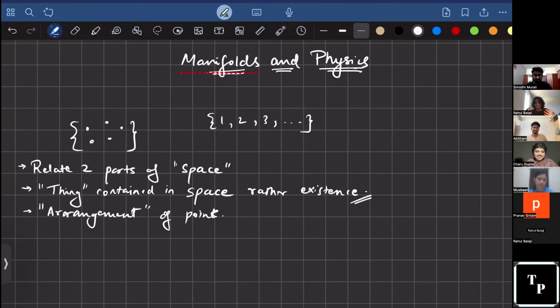Now, what are the relations that you can think of between these points? What is the simplest relation that you can think of, let's say? Equivalence. Yes, okay. So if they're equal, equivalence, okay. What else?